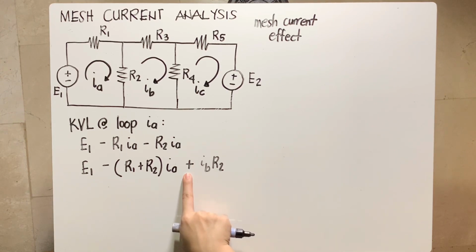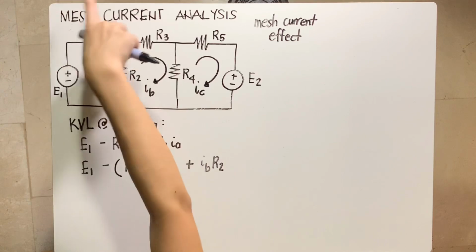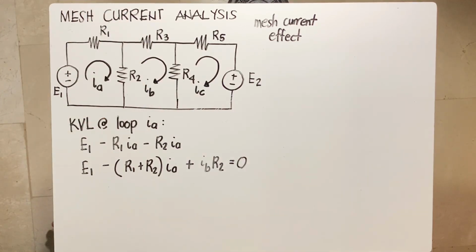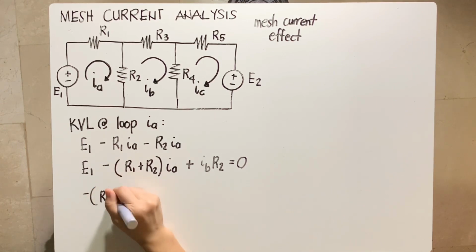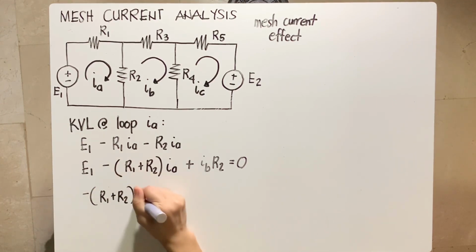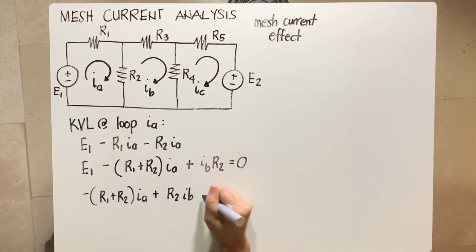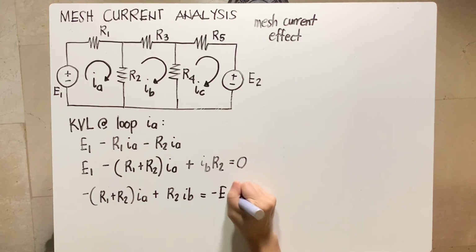Okay? After that, pag nalagay mo na, kay R1 wala tayong ilalagay na mesh current effect kasi wala namang kuryente dito sa taas. So after that, you're going to equate this to 0. Okay? And then simply arrange the equation that you have. So this could be negative of R1 plus R2 multiplied by IA plus R2 IB equal to, if this is constant, we transpose it to the right, that's negative E sub 1, and this will be your equation number 1.